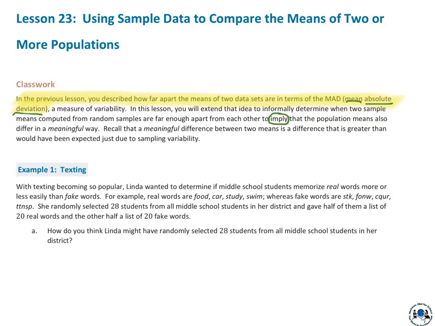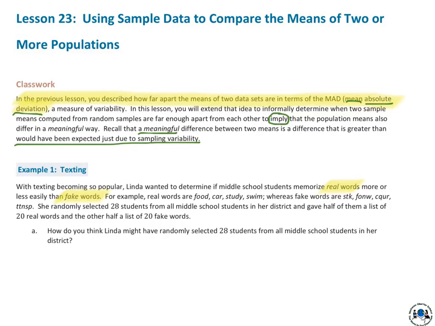Okay? Recall that a meaningful difference between two means is a difference that is greater than would have been expected just due to sampling variability, which I just mentioned. Okay, so here we go. Let's jump into this texting. Example 1, texting. With texting becoming so popular, Linda wanted to determine if middle school students memorize real words more or less easily than fake words.